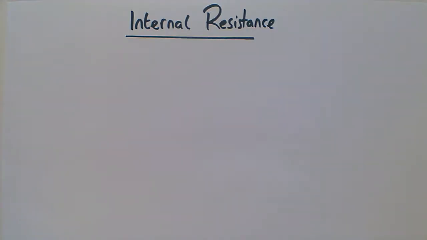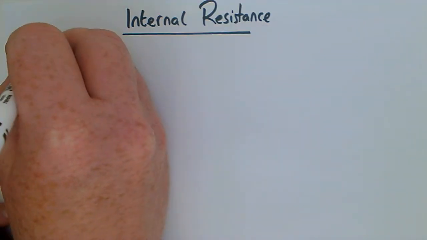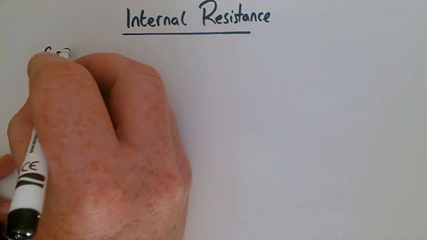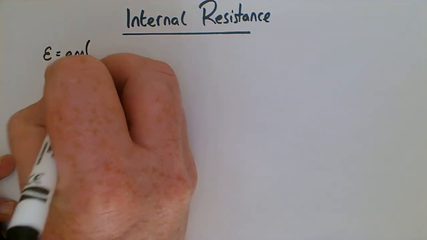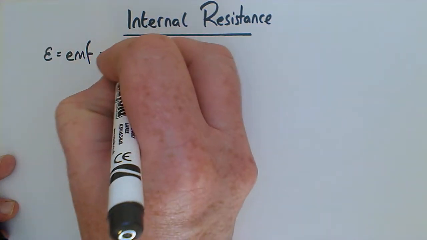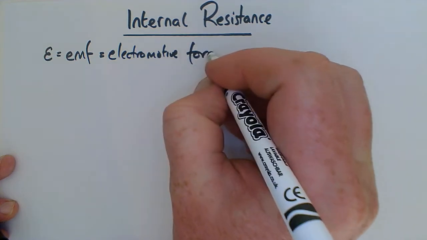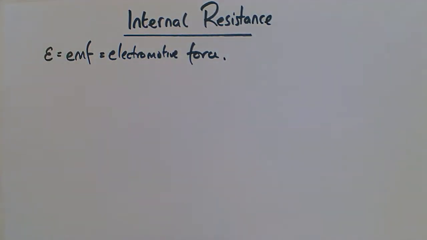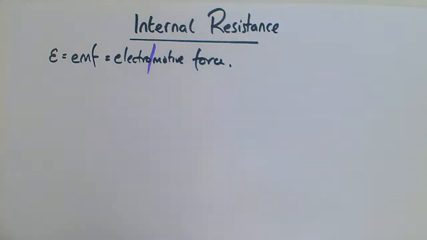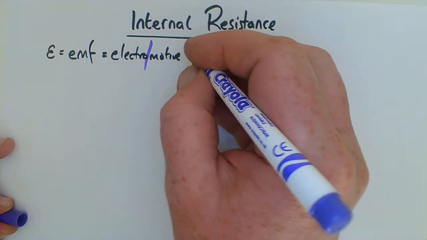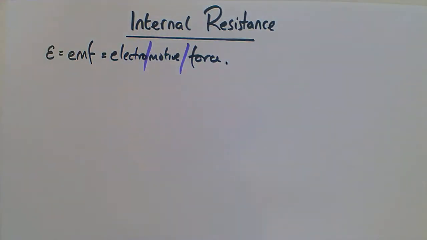Right, first up, internal resistance. What is internal resistance? But first up, what is this thing we call epsilon, Greek symbol epsilon, and we'll call that the EMF, the electromotive force. Alright, so electromotive force. Let's break that down then. Electro meaning electricity, motive meaning move, force meaning something pushing it to move.